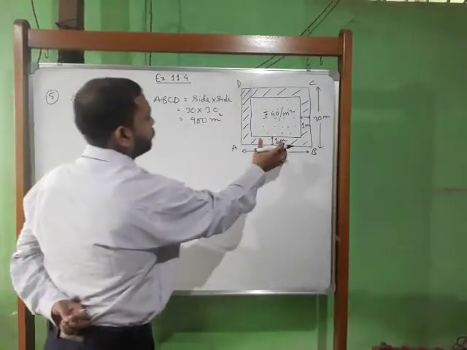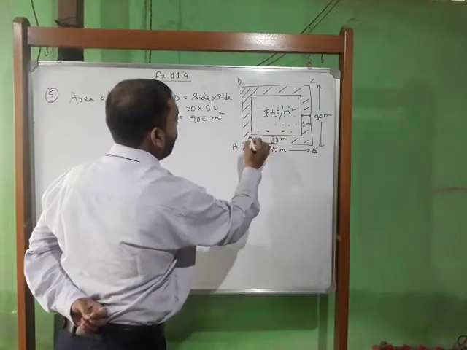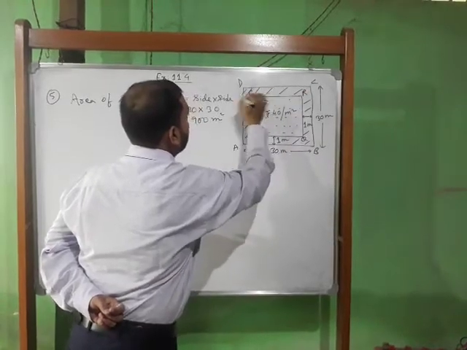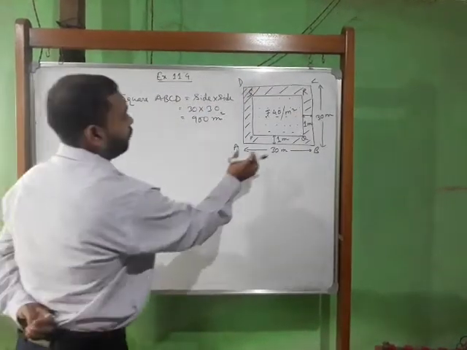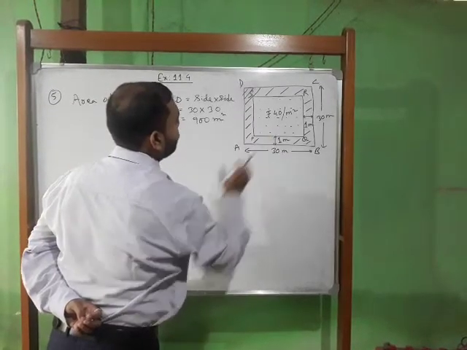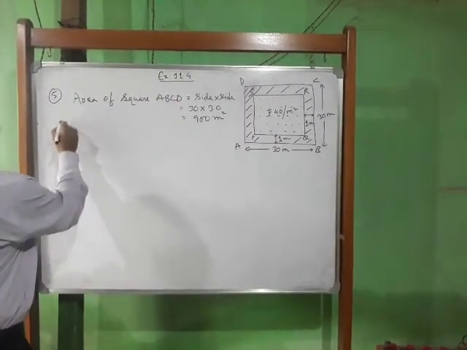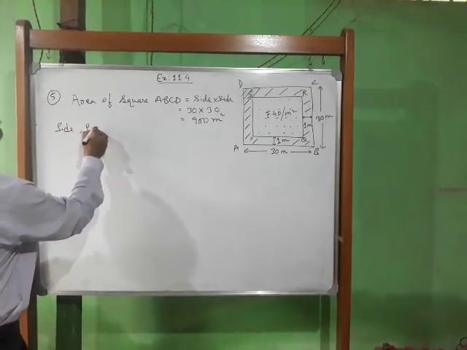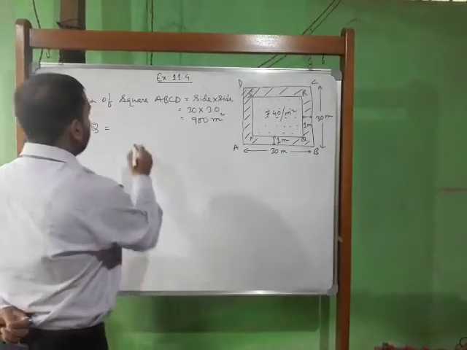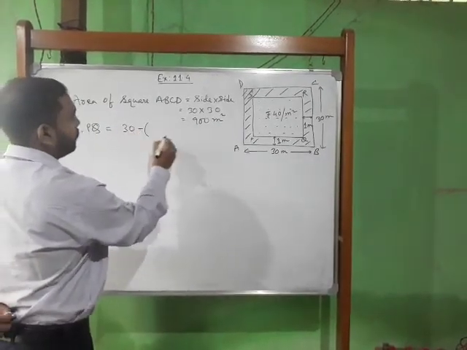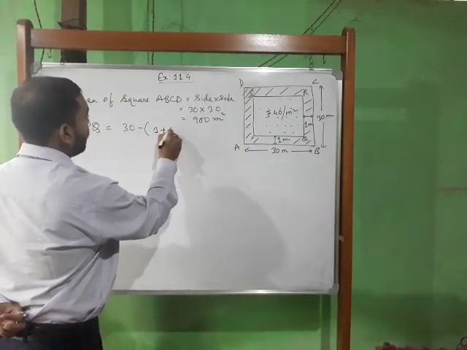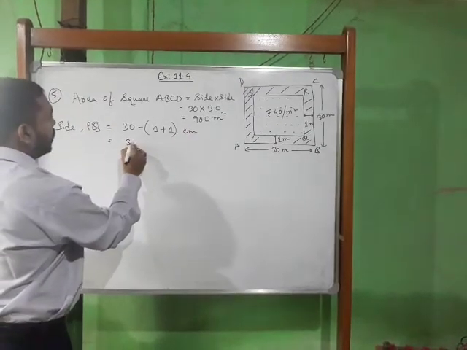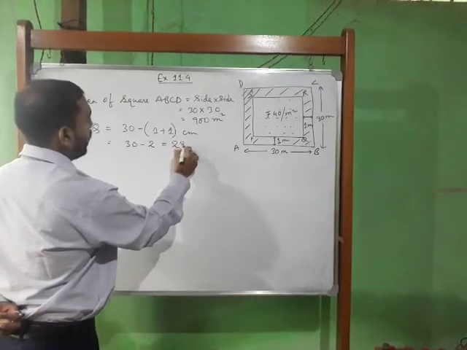Okay, now we have to find the area of the inside square, that is PQRS. Let us give a name. So area of PQRS, before that we have to know the side PQ. So what will be the side PQ? Side PQ is equal to 30 minus 1 plus 1, so 30 minus 2, that is 28 meter.